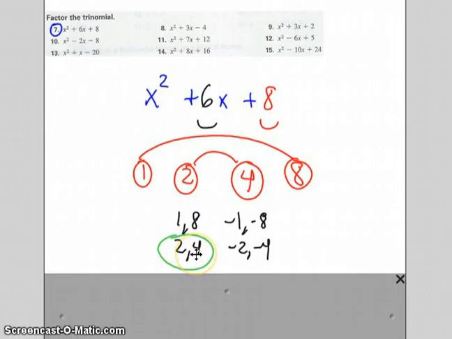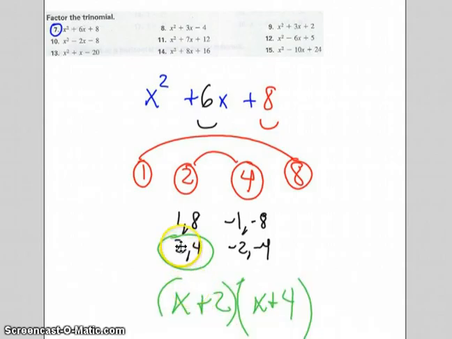2 and 4 multiply to make 8 and add together to make 6. Well, that means that my answer is x plus 2, because it's a positive 2, x plus 4, because that's a positive 4. Remember, what I was asked to do was factor, so I'm done with this answer. In a few minutes, I'm going to go over a question where you've got to solve. Actually, it looks like I'm going to have to do this on a separate video. On the next video, I'm going to have to solve, and there I won't finish at this stage. I'll go a little bit farther. But for now, this is my answer to number 7. All right, I'm going to stop this video, and I'm going to have to make a third one.